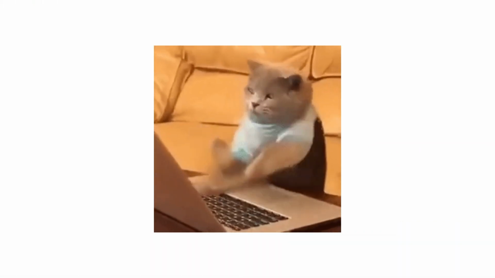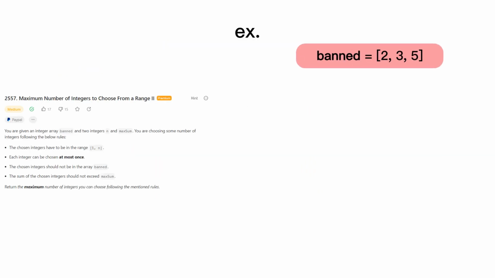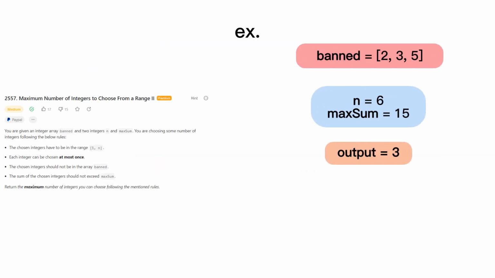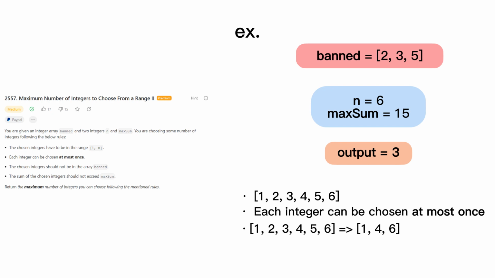To illustrate our second approach in action, let's look at this problem. We're given an integer array banned and 2 integers n and maxSum. We want the maximum number of integers that can be chosen with these 4 rules. The chosen integers have to be in the range 1 to n inclusive. Each integer can be chosen at most once. The chosen integers should not be in the array banned. The sum of the chosen integers should not exceed maxSum.